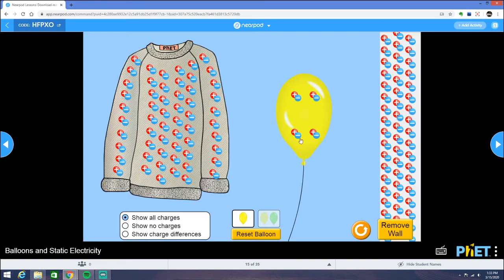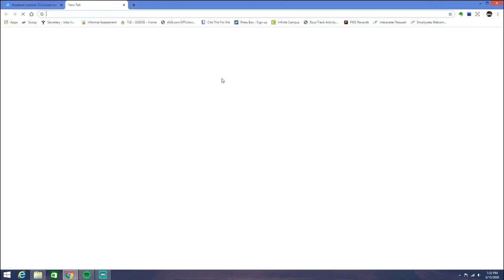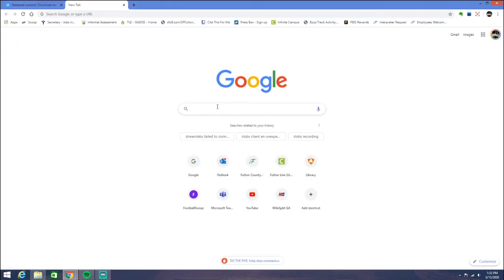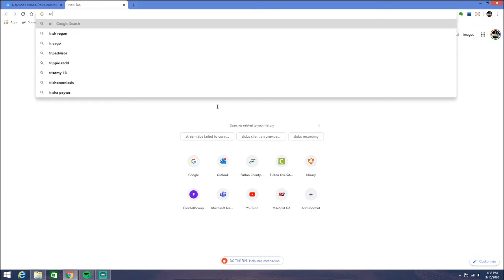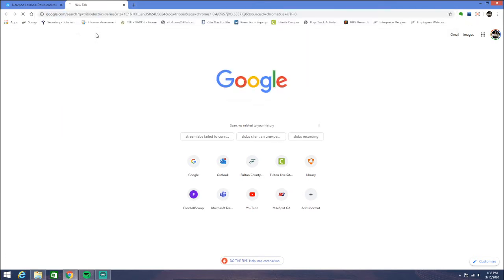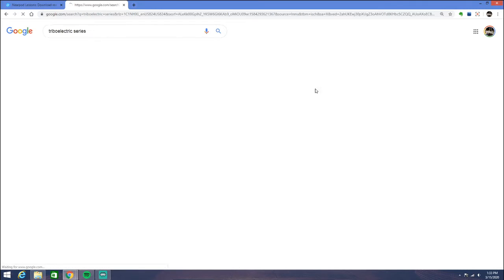So in this PhET lab, we're going to see this balloon is made of rubber. Rubber on the triboelectric series is somewhere towards the middle, towards the bottom. It wants to take more electrons. This wool is a little bit higher up on that triboelectric series. So if we go in here and we Google triboelectric series, I'm going to pull up an image.